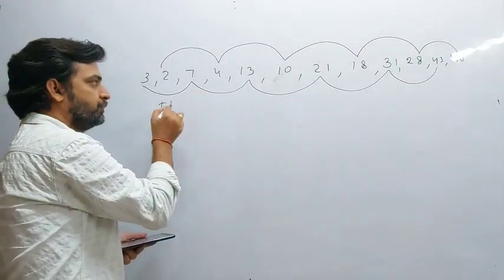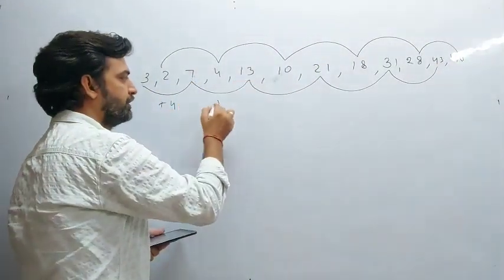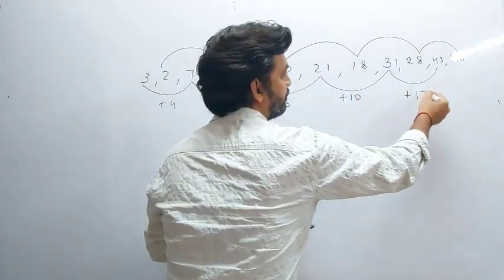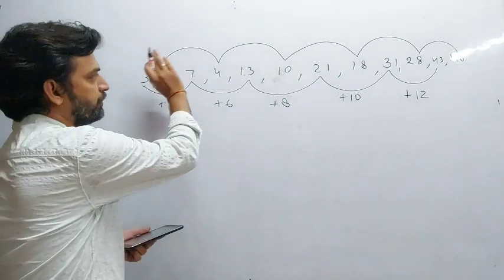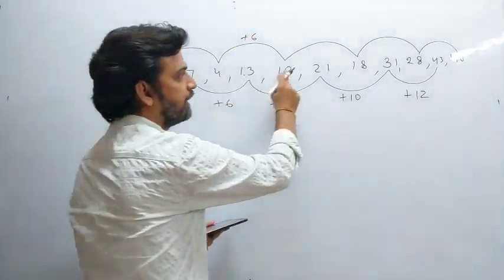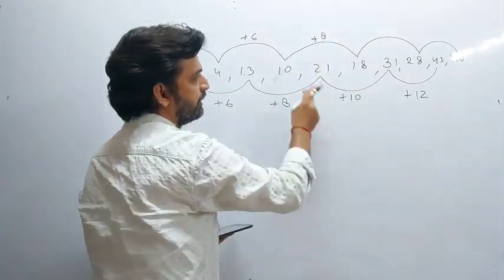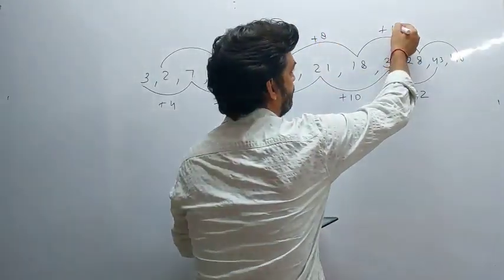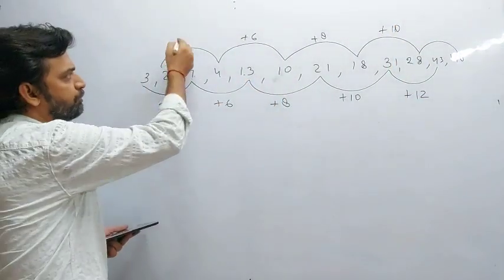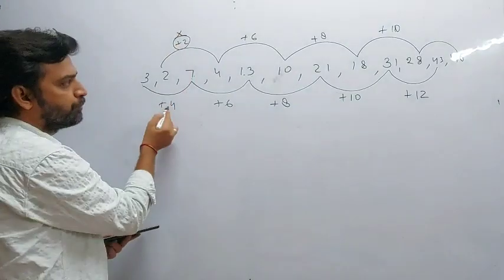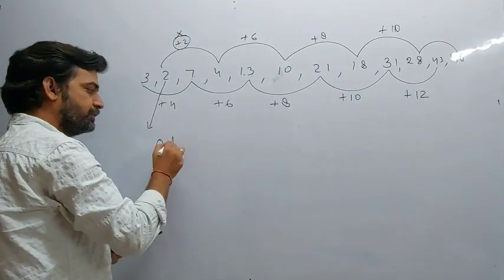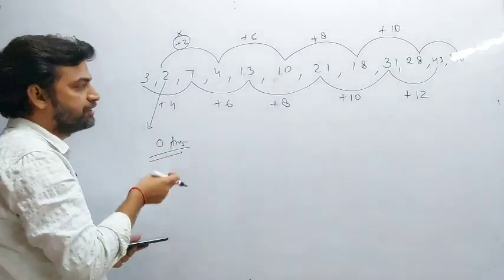3 to 7 is plus 4, 7 to 13 plus 6, plus 8, plus 10 and plus 12, right? Coming to this one, 4 to 10 is plus 6, 10 to 18 plus 8, 18 to 28 plus 10, right? So the same pattern, but this is what? Plus 2. So this is wrong. It should be plus 4. So making it plus 4, in place of this 2, it should be 0. So the right term is 0.